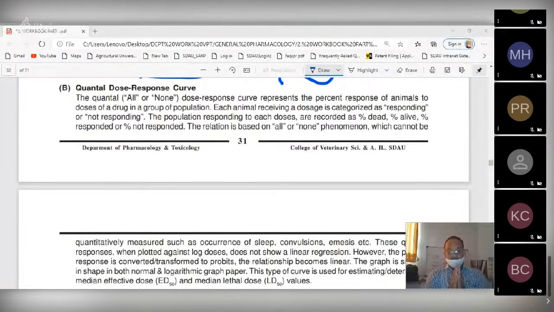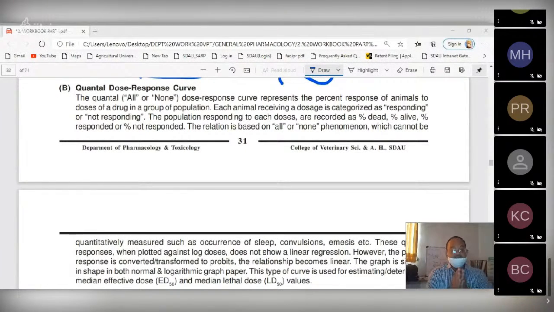That means if you give paracetamol or any drug to groups of 100 animals, at a particular dose, how many animals responded? For example, at 1 milligram, 10% of animals responded. At 2 milligram, 20% responded. At 4 milligram, 40% responded. At 9 milligram, 70% responded. This type of relationship between the dose and the percent of the population responding is known as the quantal dose response curve.